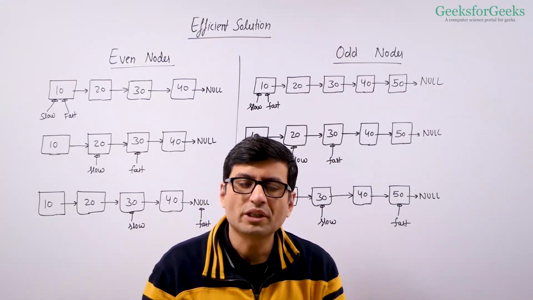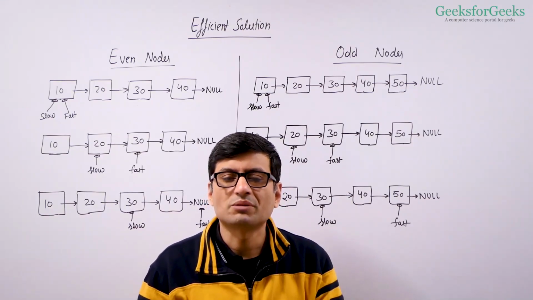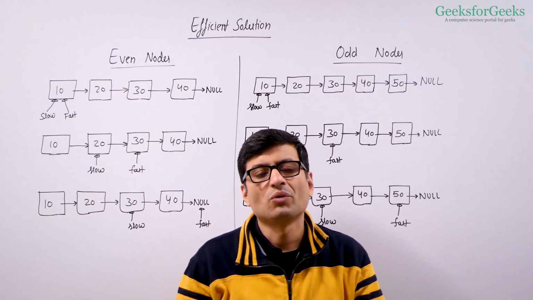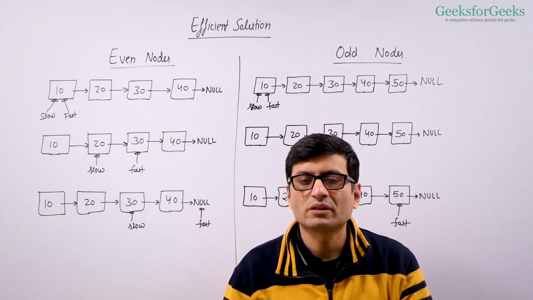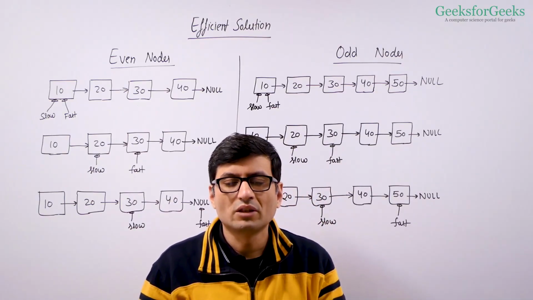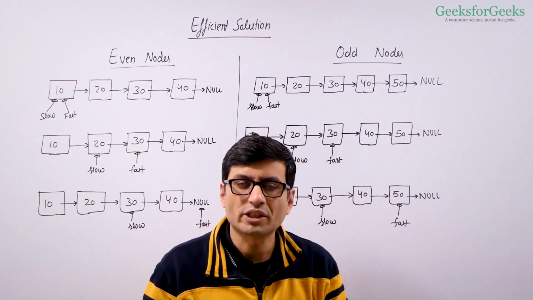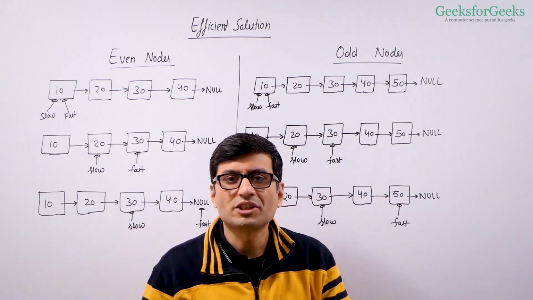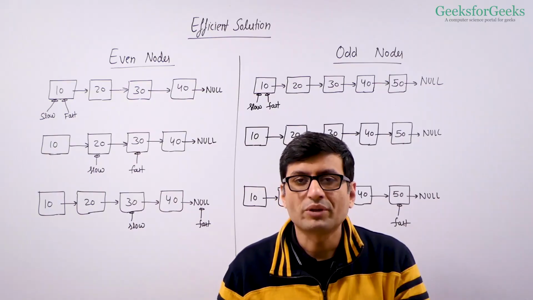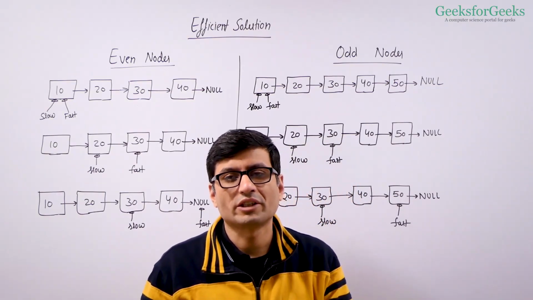Let us now talk about the efficient solution. This solution requires 1 traversal and is based on the idea of slow and fast pointers or references. We maintain 2 pointers or references, pointers in C++ and references in Java, slow and fast. Slow moves 1 node at a time and fast moves 2 nodes at a time. So when fast reaches the end, slow reaches the middle. So we get the approach, but we have to be careful in handling both even and odd node linked lists.